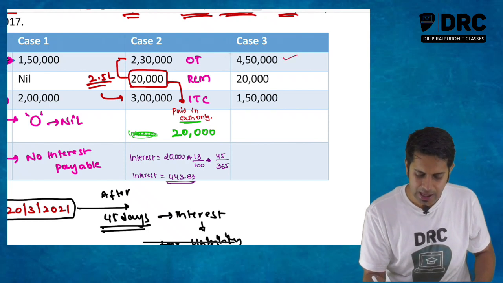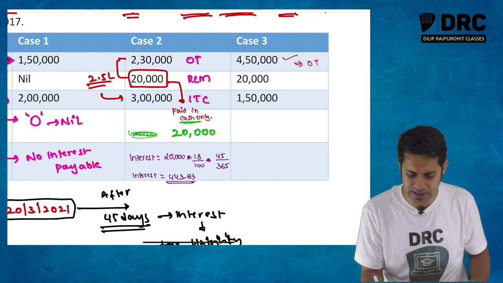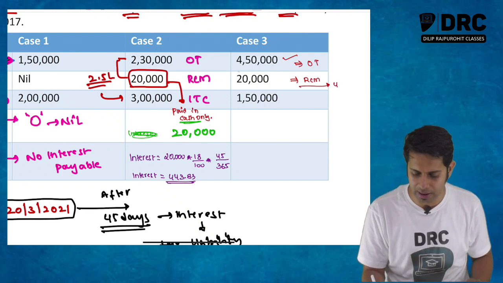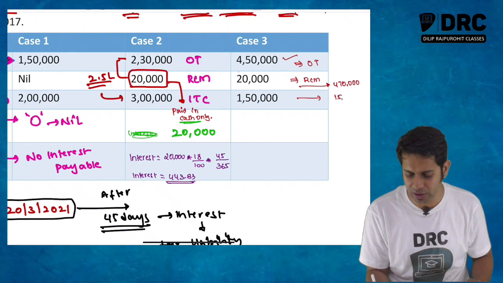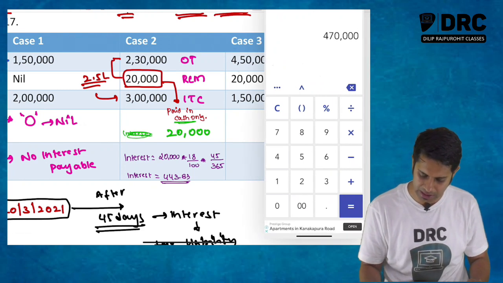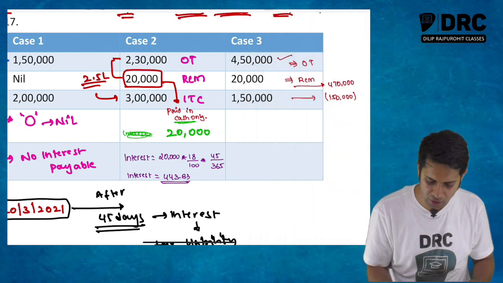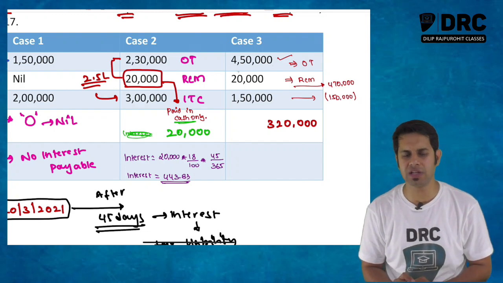Then, third case. My output tax is 4,50,000 and the tax which is liable to be paid by me under reverse charge is 20,000. So the total amount which I am liable to pay is 4,70,000. I have input tax credit of only 1,50,000. So if I subtract, what is the amount which I have to pay in cash? 3,20,000 is the amount which I have to pay in cash.